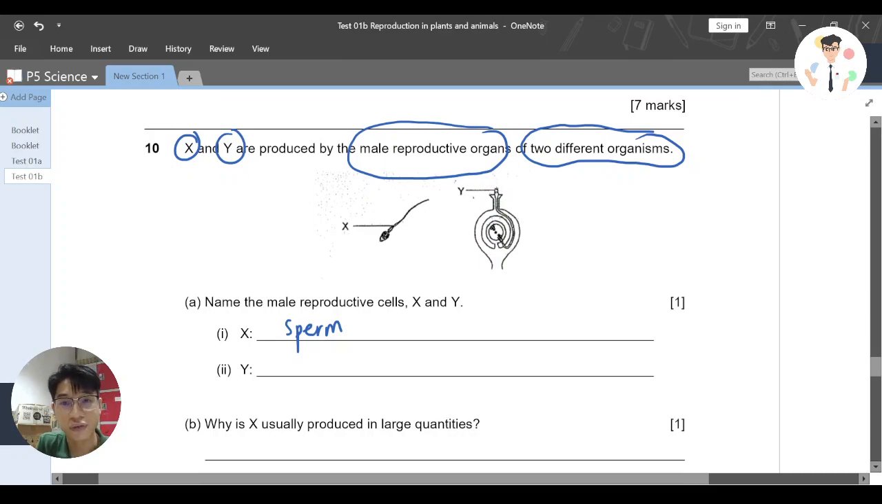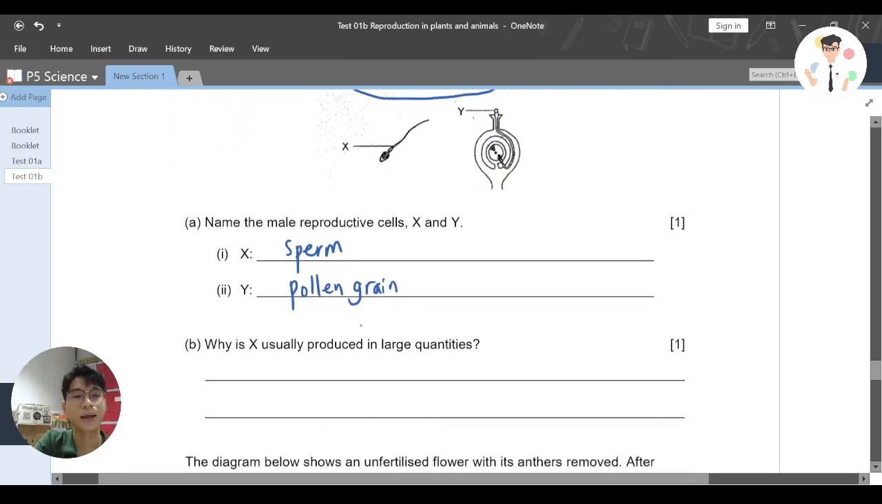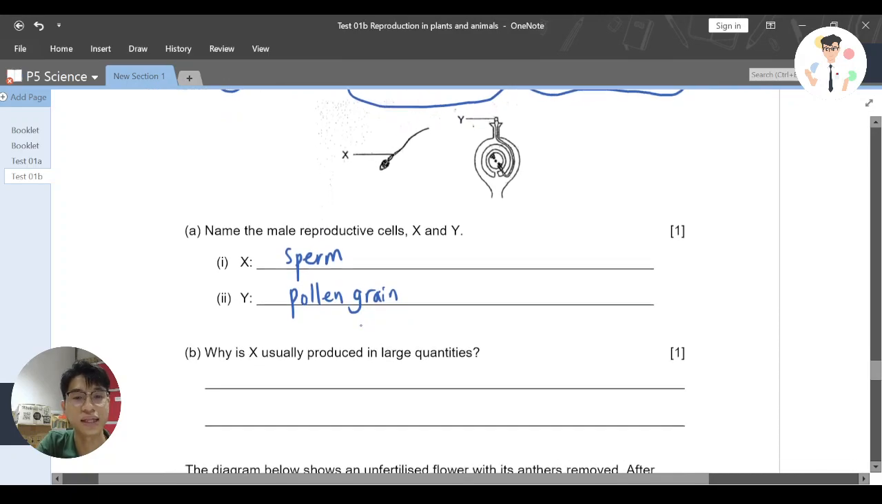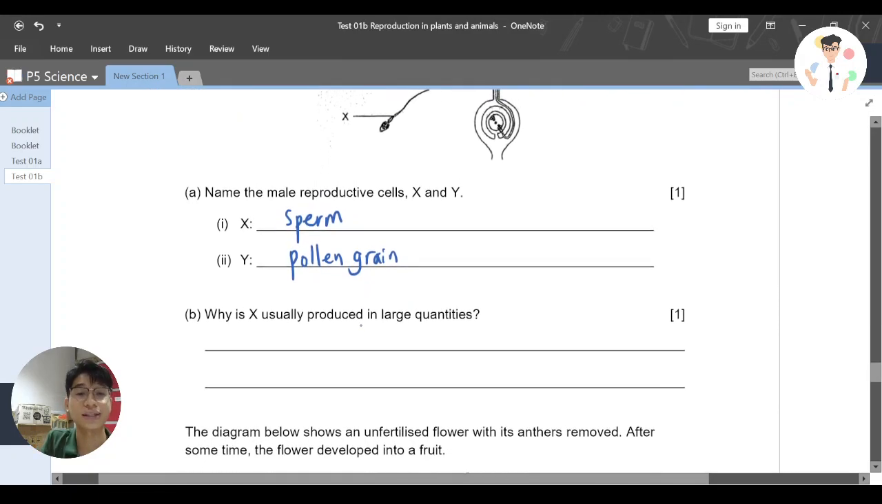If you look carefully, again, some of you wrote stigma, which is actually not supposed to be, because it is something produced by the male. And obviously, even if you don't look at the diagram, you can somehow guess that it's supposed to be the pollen grain. Now part B asks this question: why is X usually produced in large quantity? So we know X is actually sperm, right? So why is sperm produced in large quantity? Now this question I think I've discussed two times in class, so you should know.